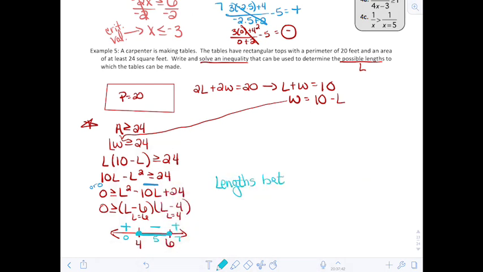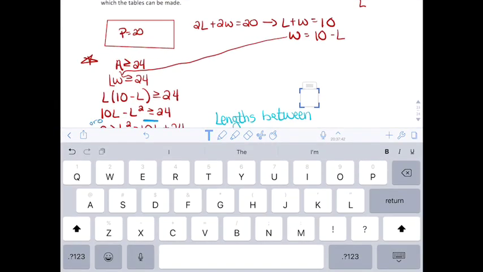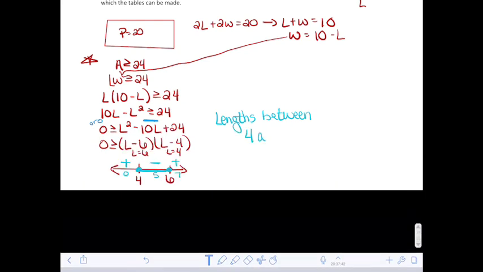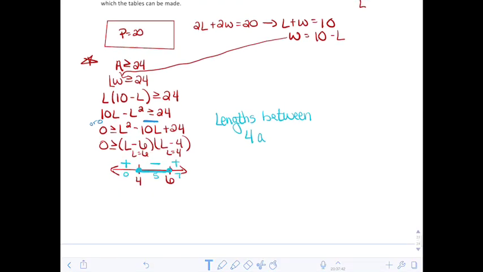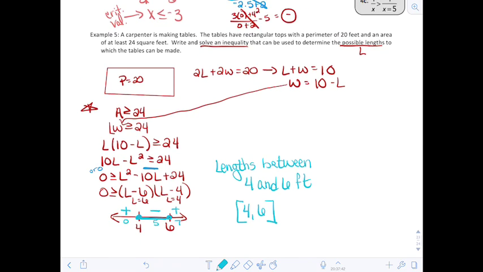between 4 and 6 feet. In interval notation, it looks something like this. Okay, so that's an application that we can use these inequalities for as well. All right, that concludes 2.6, and you have reached the end of Chapter 2.